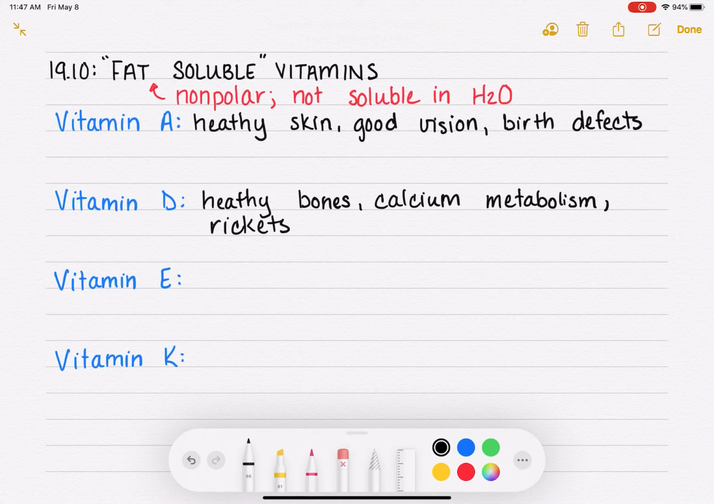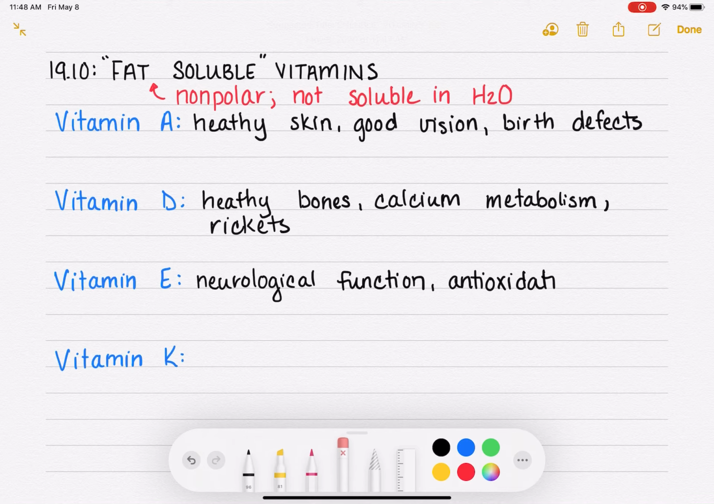Vitamin E is associated with healthy neurological function. It is also an antioxidant, which in everyday language just means that it can help remove or react with or neutralize free radicals that might be in your body. Another way of saying antioxidant is reducing agent, so you'll see that on Sapling.